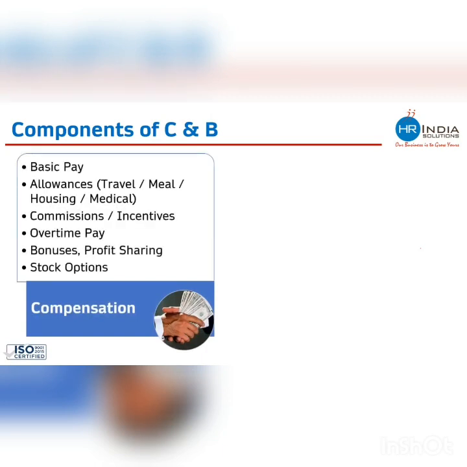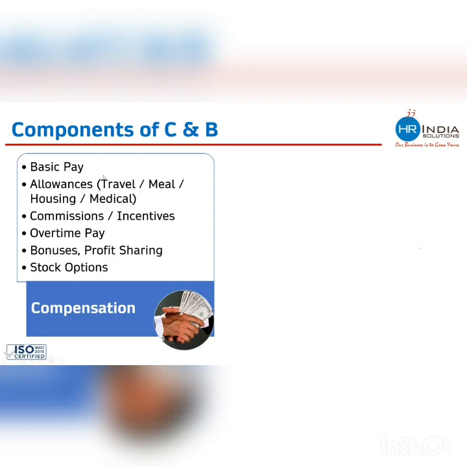So these are the components of the compensation. These are basic pay, allowances that can be travel, meal, housing, medical, and there are n number of allowances. Then commissions and incentives, overtime pay, bonuses, profit sharing, and stock options. These kinds of components are given under the compensation. Usually they are paid in the form of money.